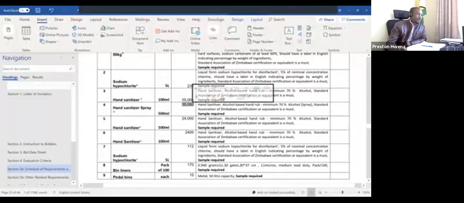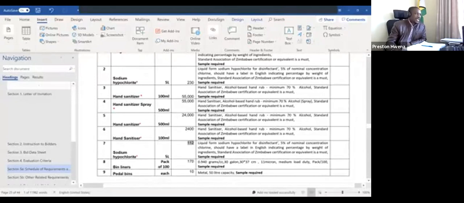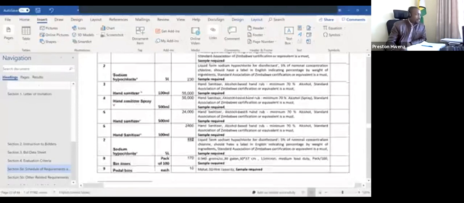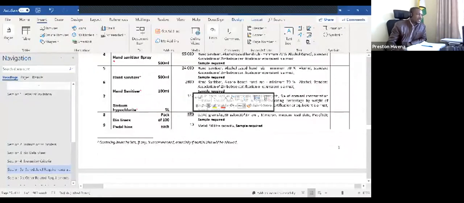Also, when you look at my sodium hypochlorite, one requester requires 230 units and another requester requires 112 units. But on my e-tendering, I've combined this to 342. So you see the combination, but these are the same product. So please pay special attention to the detailed description. We will also be requiring bin liners in pack of 100, and we need 170 units, but this should be in pack of hundreds.